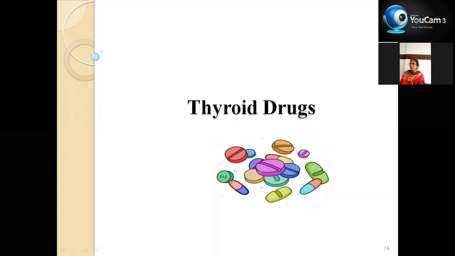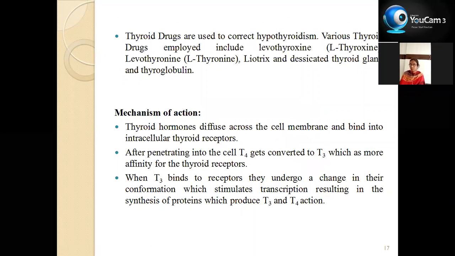So let's see what the thyroid drugs are. Thyroid drugs are used to correct hypothyroidism. Hypothyroidism means the thyroid hormone is not being released in our body. So in order to correct this condition, we use thyroid drugs. Various drugs are used, like levothyroxine, also known as L-thyroxine, liothyronine, also known as L-triiodothyronine, and liotrix. These are the drugs used as thyroid drugs to treat hypothyroidism.